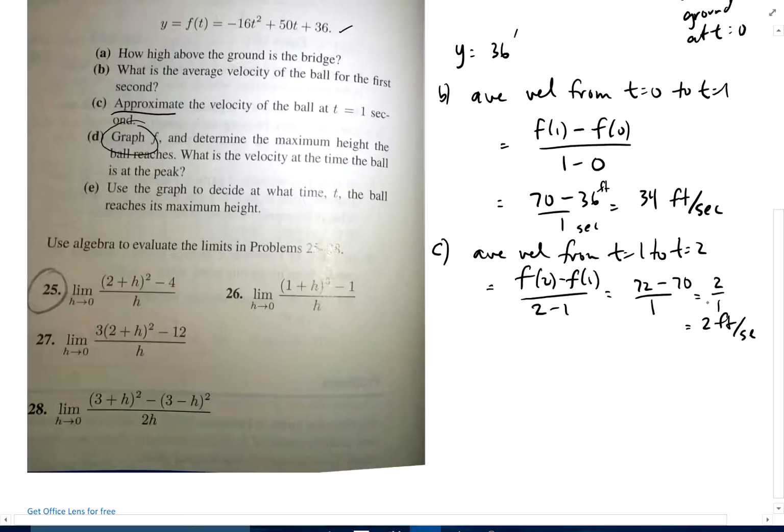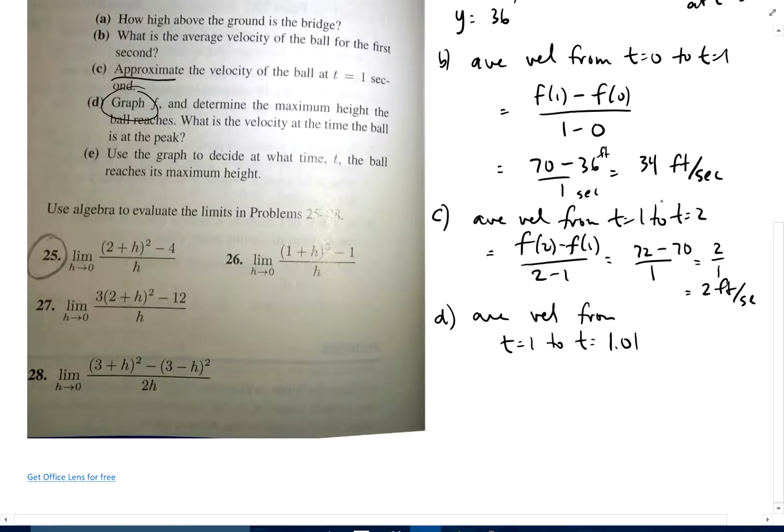So let's take a look at this. The average velocity from t equals 1 to t equals 1.01. And you're probably asking me, why didn't you do that in the first place? Because I'm just thinking in terms of whole seconds first and going, okay, that might be close. If this was 34, I'd be pretty confident saying that instantaneous is close to 34. So let's try this. We've got f of 1.01 minus f of 1 over 1.01 minus 1.